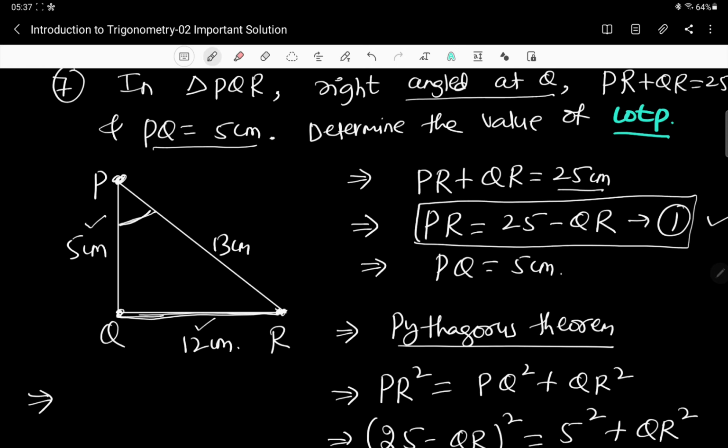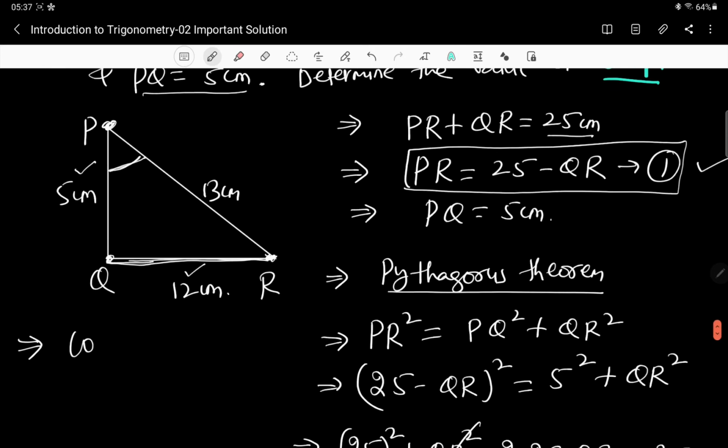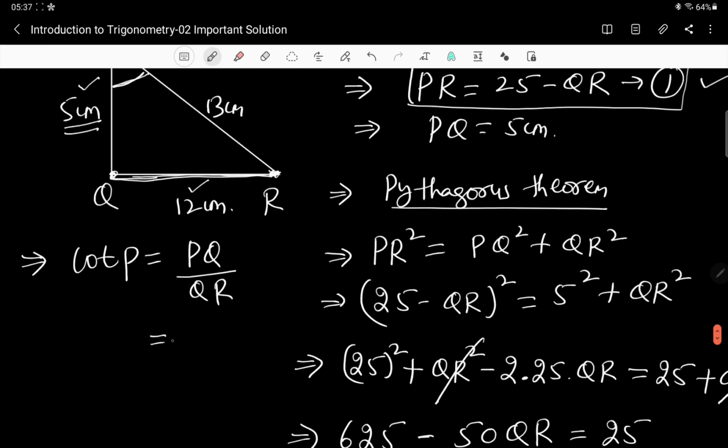Okay, what is this cot P they are asking? Now you know about cot P. Tan P is opposite by adjacent, and cot P is adjacent by opposite. What is the value of adjacent for P? PQ is adjacent, divided by the opposite, QR. So I'm going to get 5 divided by 12. So cot P is equal to 5 by 12.